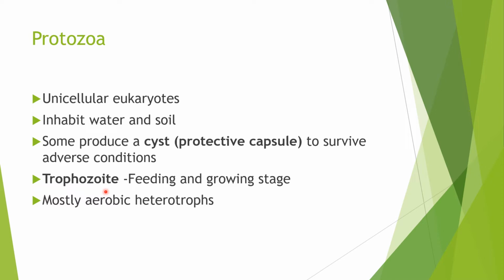Most protozoans are aerobic heterotrophs, meaning that they need oxygen to grow. Now, why am I saying mostly? Because there are some protozoa that are capable of anaerobic growth. For example, when someone gets infected by a protozoa and that protozoa is inhabiting their intestines, those intestinal protozoa are going to be capable of anaerobic growth. And by the way, there are some protozoa that are also photosynthetic.